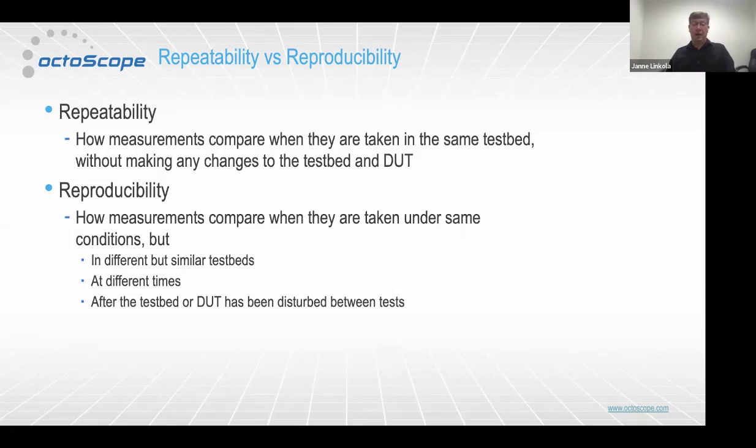It might not be in the same test bed. Maybe we're an ISP and we found some issue and we reported the problem to our vendor. Now, the vendor may be using the same exact test bed that we have, just a different instance of it, maybe in a different city. And if we can repeat the test there and get the same result, we call that reproducible.